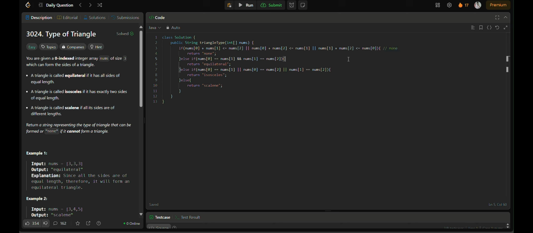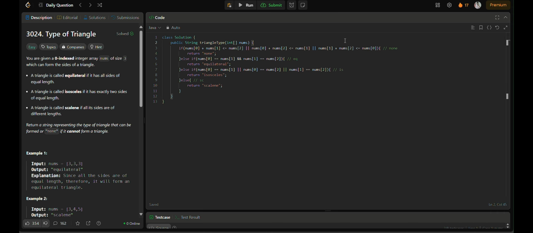So this is for the none case. This is for the isosceles case. This is for the equilateral triangle, and this is for the isosceles case. This is for scalene. So in the none case, in this if statement, I've written all the possible cases that we can encounter. We can take 0 and 1 and check with 2, we can take 0 and 2 and check with 1, and we can take 1 and 2 and check with 0.